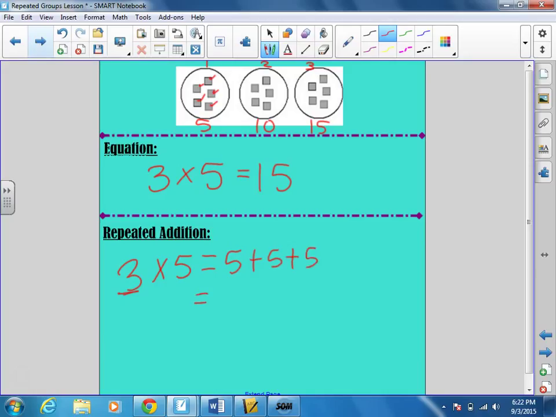Sometimes if it's more difficult for students to see it like that, we can break it apart by combining factors one at a time. So 5 plus 5 is 10 plus 5. Then we combine 10 plus 5, which equals 15.